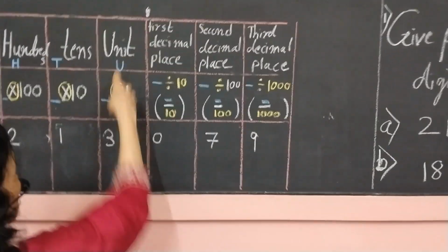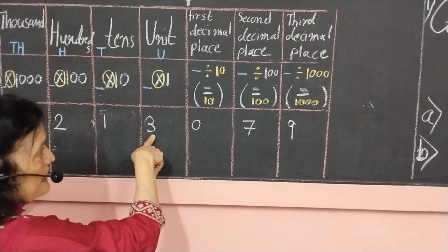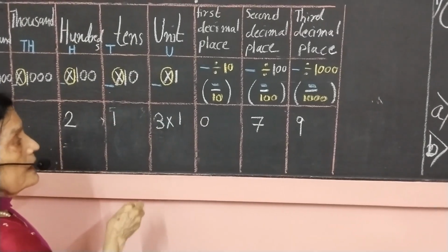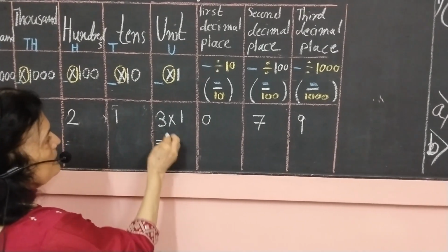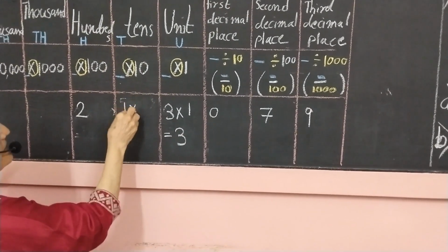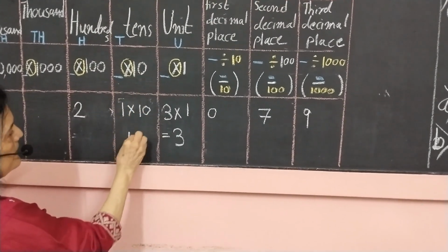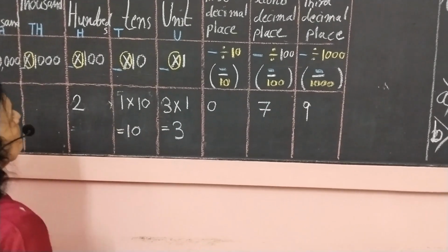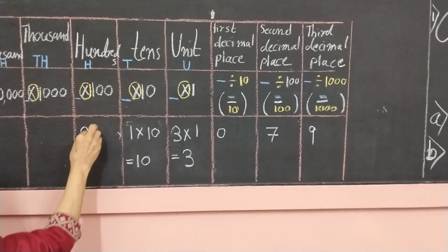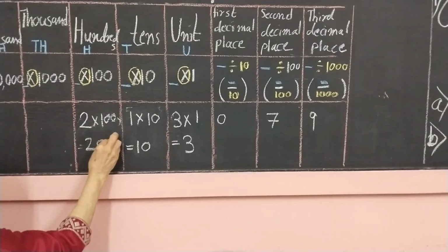Now units. Number 3 is given, and we have to multiply it by 1 for finding out the place value. So here the place value is 3. Here 1 is the number and we have to multiply it by 10. So here 10 is the place value. And here the number given is 2. We have to multiply it by 100. So it becomes 200.